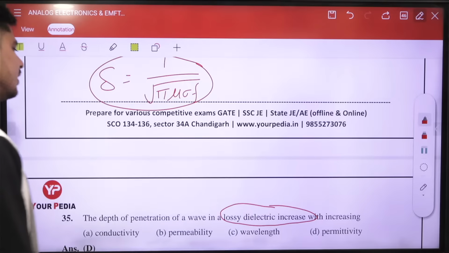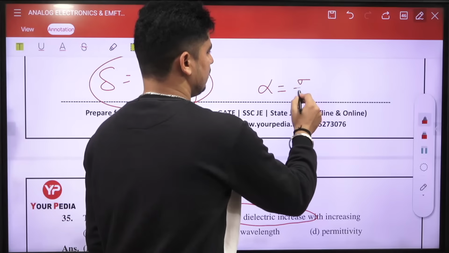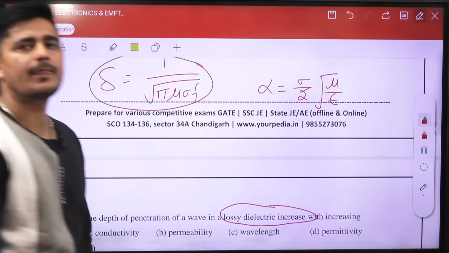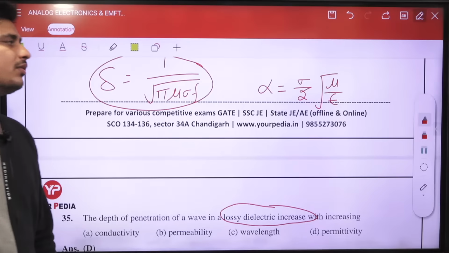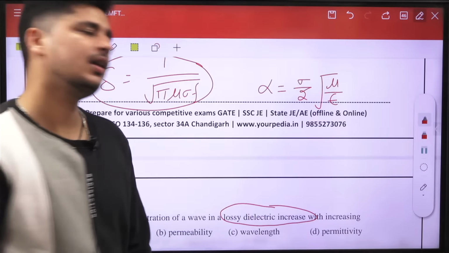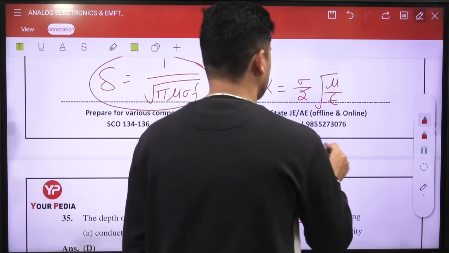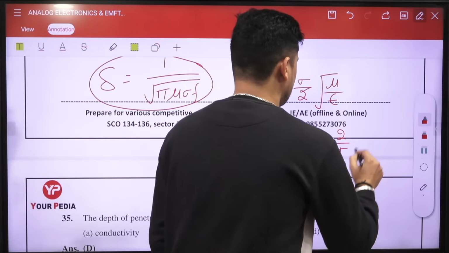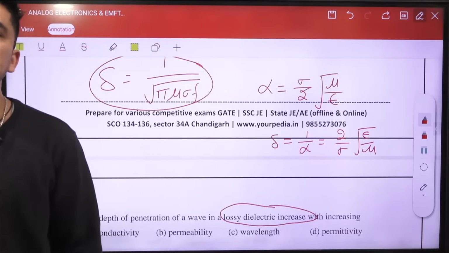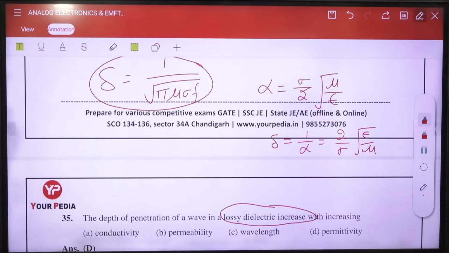In lossy dielectric medium, the alpha value is how much? In lossy medium, alpha value is sigma by 2 under root of mu by epsilon. And as you know, the skin depth is inverse of alpha, so 2 by sigma under root of epsilon by mu. So in lossy medium, that will not depend on the frequency. Understood, everyone? So read the question carefully.